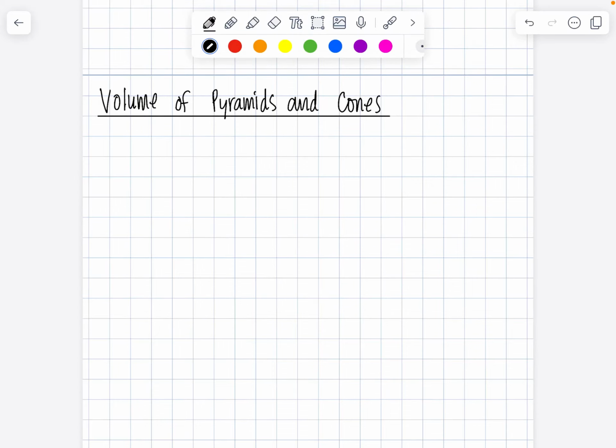Hello and welcome to our next geometry lesson on volume of pyramids and cones. Last time we talked about prisms and cylinders. Today we're going to be talking about volumes of pyramids and cones, and it's a very similar formula with one small exception. We do have a fraction to work with.